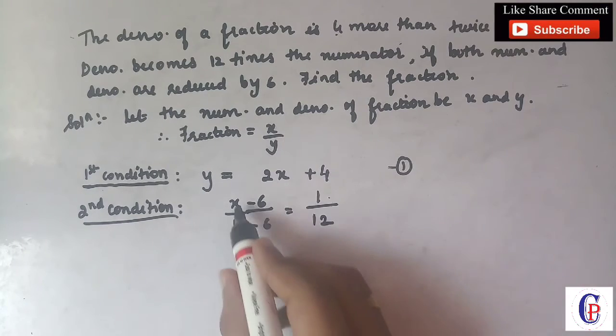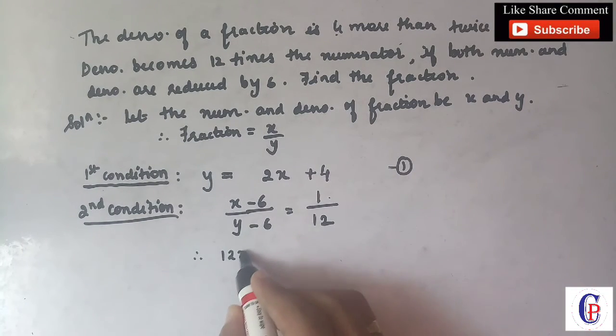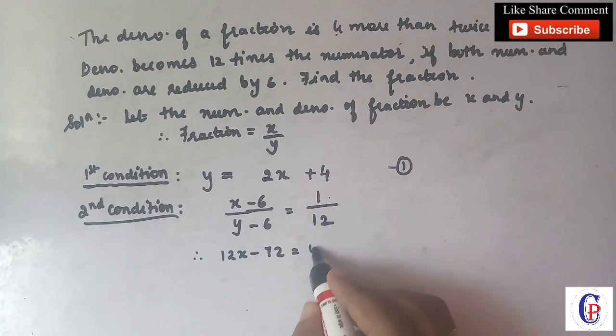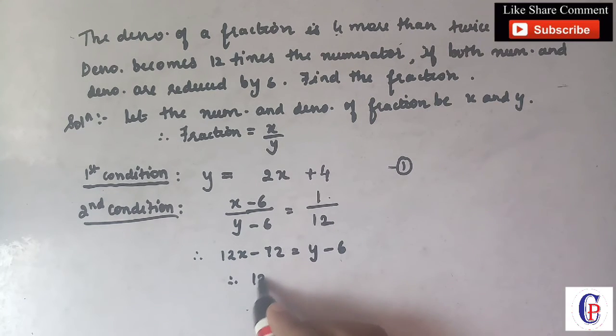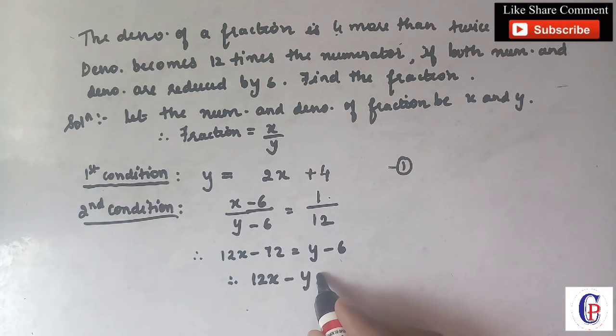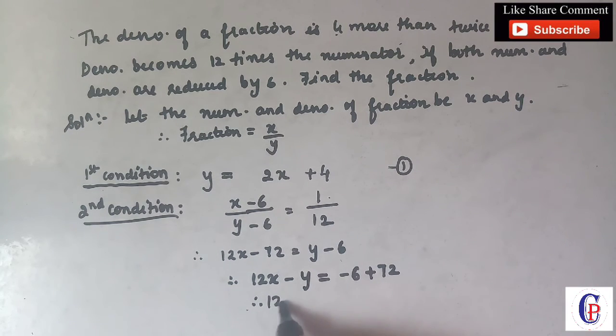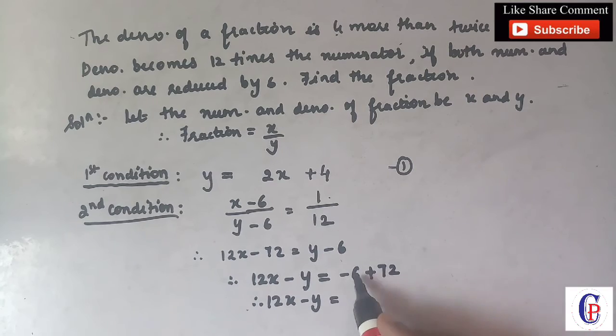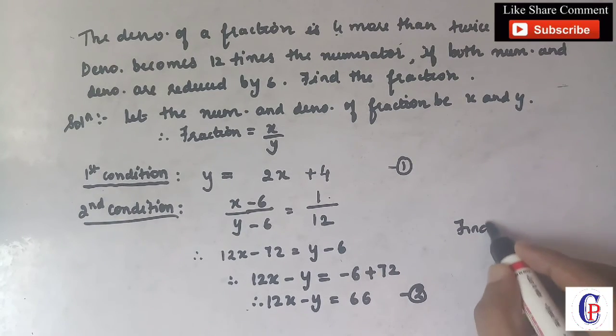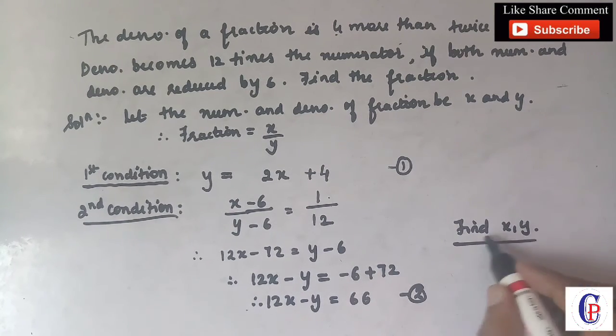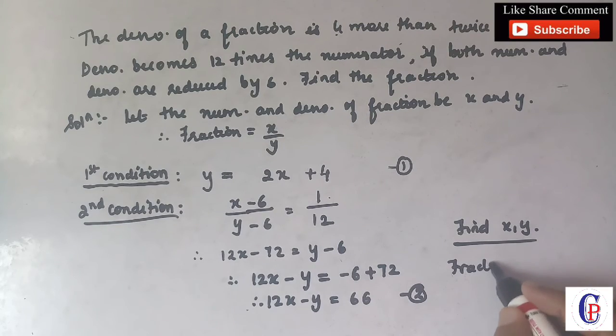So you can cross multiply this. You will get 12x minus 72 is equal to y minus 6. Therefore 12x minus y is equal to minus 6 plus 72. Therefore 12x minus y is equal to 72 minus 6, which is 66. So we got these two equations. Find x and y, and once you get x and y, you will get the fraction. Substitute the value of x and y, whatever you get by solving these equations.